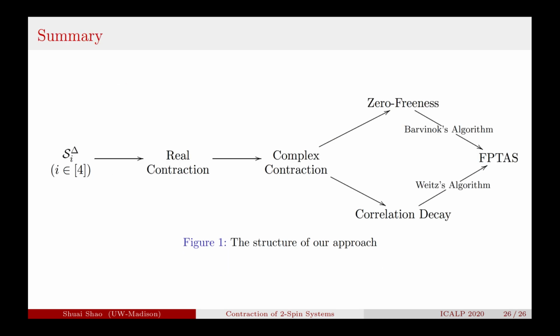Now let's summarize our approach. We show that these four sites satisfy real contraction. And we prove that real contraction implies complex contraction. And complex contraction gives zero-freeness and complex decay results for complex parameters. From zero-freeness, we can get an FPTAS with Barvinok's algorithm. And from correlation decay, we can get an FPTAS with Weitz's algorithm.